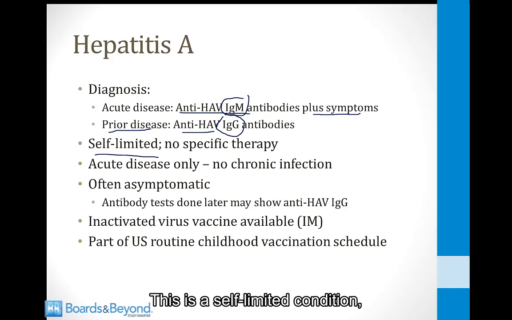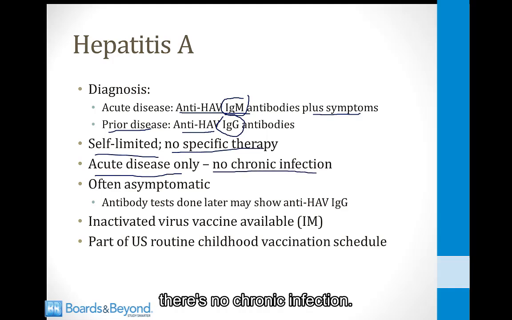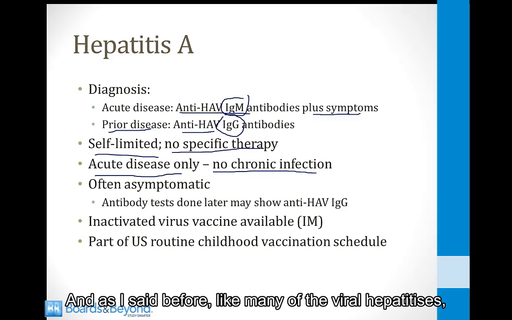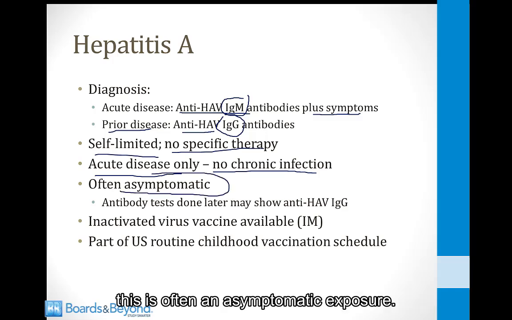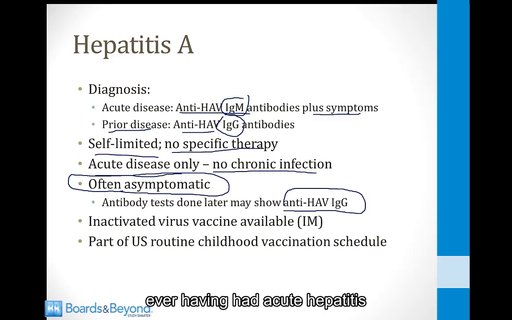This is a self-limited condition. There's usually no specific therapy. Hepatitis A only causes acute disease. There's no chronic infection. And as I said before, like many of the viral hepatitises, this is often an asymptomatic exposure. So sometimes an antibody panel will show anti-Hep A virus IgG in a person who does not recall ever having had acute hepatitis, and that's because the initial infection or exposure was asymptomatic.